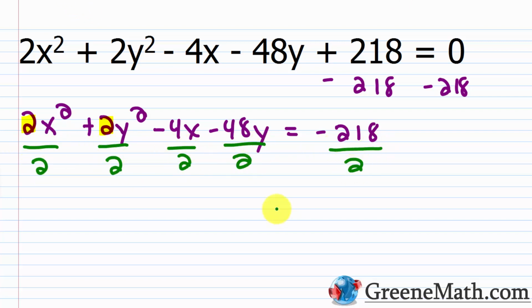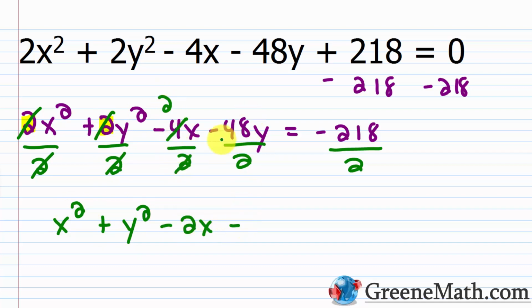And what are we going to get? Well, this is going to cancel. You'll have x squared. Then plus, this is going to cancel. You're going to have y squared. Then minus 4 over 2 is 2, so 2x. Then minus 48 over 2 is 24, so this would be 24y. And this equals negative 218 divided by 2, which is negative 109.